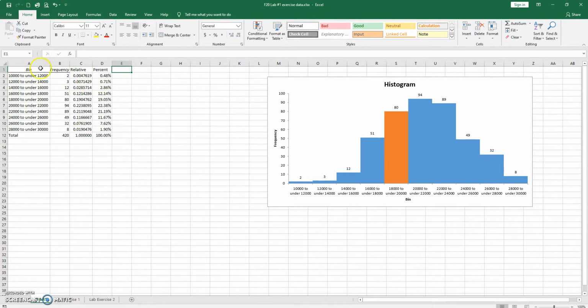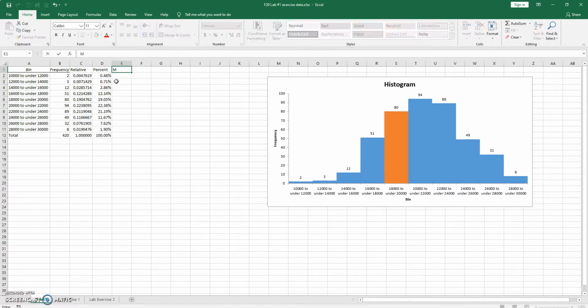Sometimes we are given a data table without the actual data, all 420 pieces of data, or we are given a data table in some research we are reading and they don't include the average. So we can do a really quick process to calculate that average.